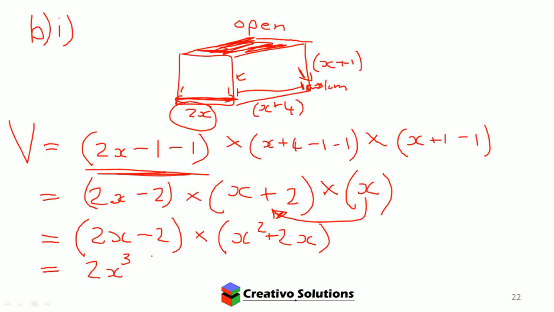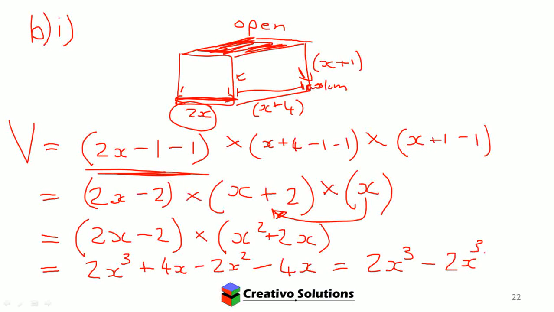Then I'm going to have 2x times that, which would be plus 4x. Then minus 2 times x squared is minus 2x squared. Minus 2 times that would give you minus 4x. If I then simplify that one step further, I'm going to get 2x³. Then plus 4x minus 4x is 0, minus 2x squared. That's what I would indicate there.